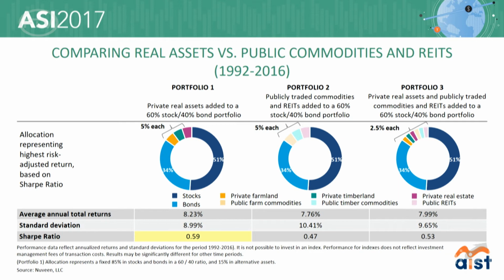And that comes out to a Sharpe ratio of 0.59. The middle circle, we did the same exercise, but we said instead of private market exposure to those three asset classes, what if we added public market exposure? And what we see is a lower risk-adjusted return, a Sharpe ratio of 0.47. And then the last circle is, what if we added both public and private? And what it shows is that's better than the public only, but it's less than the private only. So because we have very long-term liabilities, not dissimilar to many of yours, I'm sure, we've leaned toward the private real asset exposure.